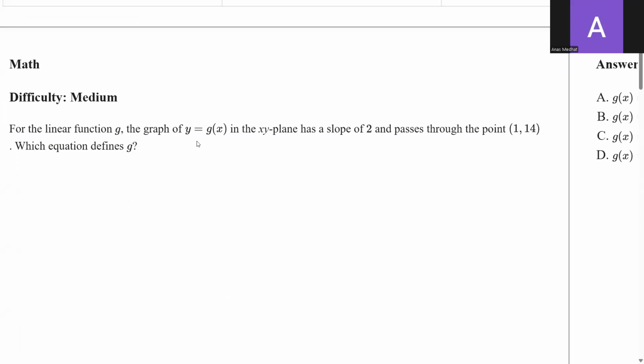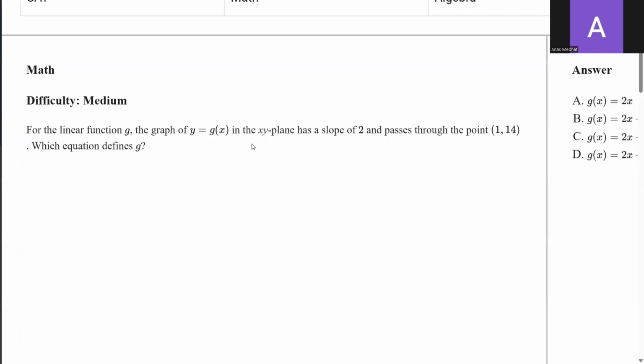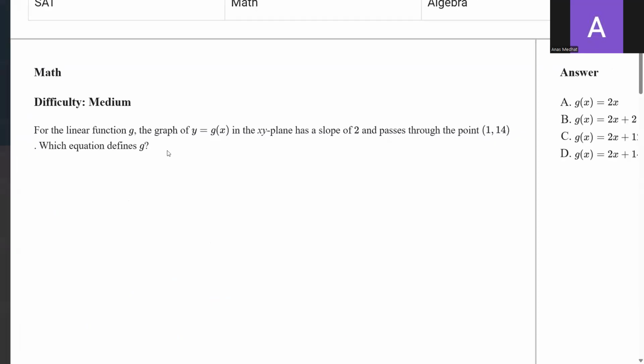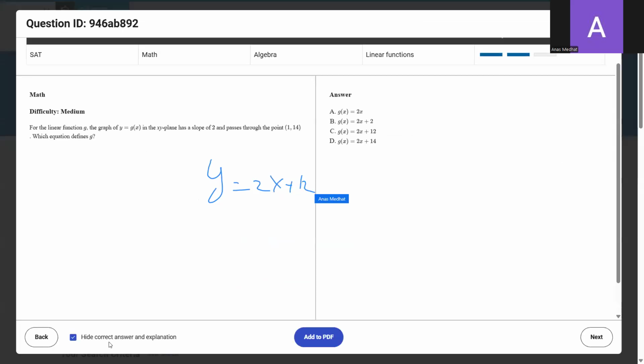For the linear function g, the graph of y equals g of x in the xy plane has a slope of 2 and passes through the point 1, 14. Which equation defines g? They give us the slope, which is 2. They give us a point, so we can use this point always to find the y-intercept. Let's use it. Substitute x and y and find the y-intercept, which is 12. The final equation is y equals 2x plus 12. So the answer.